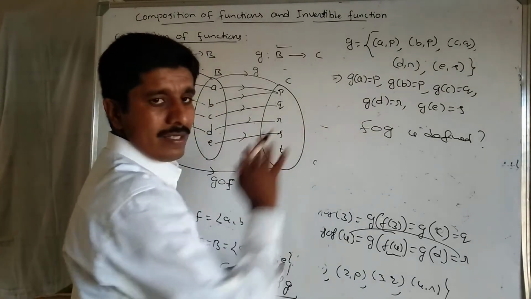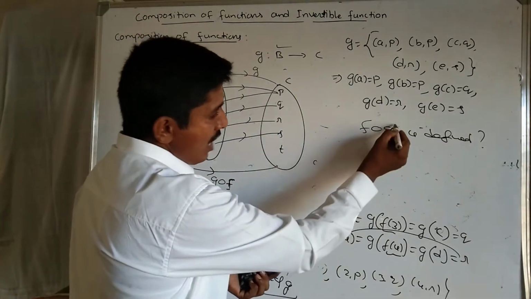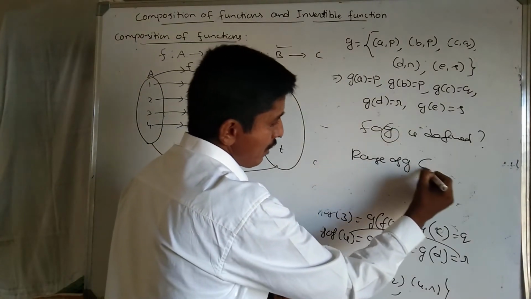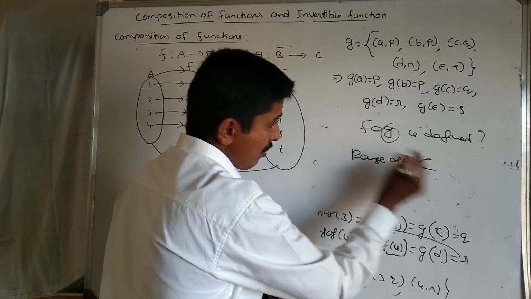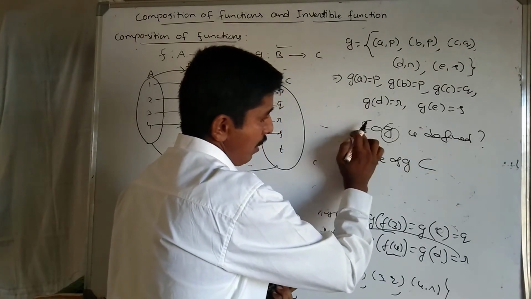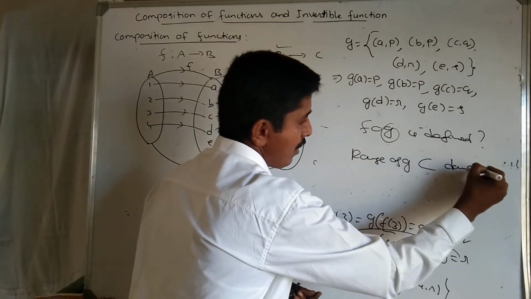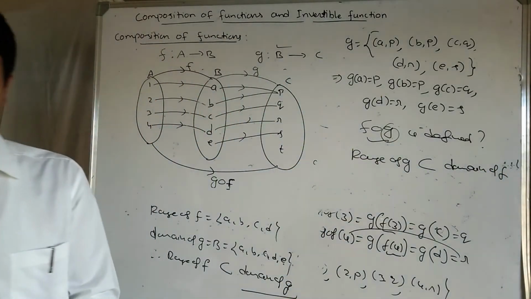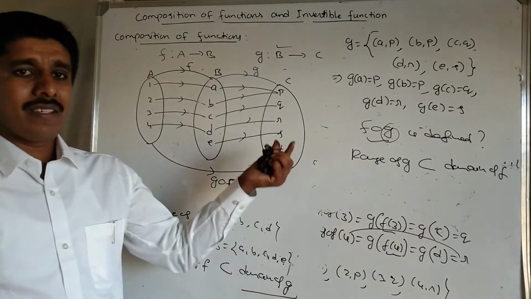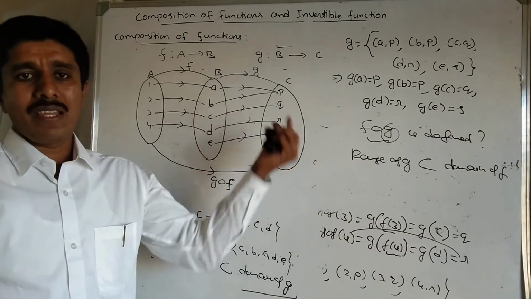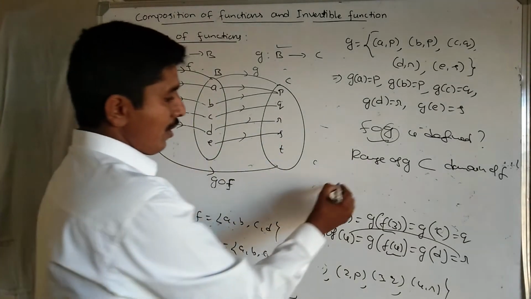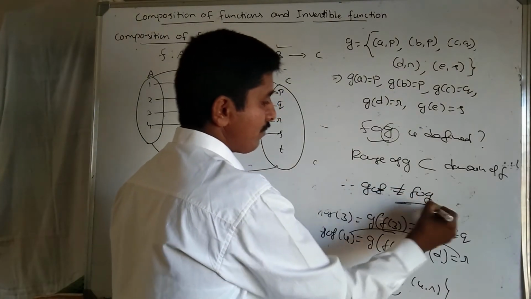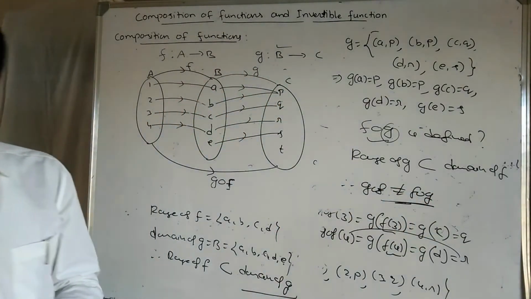When it is defined means the range of G is a subset of the domain of F. Then FoG is defined, otherwise not defined. Means if it is defined, we can find GoF. So clearly, one thing to mind, GoF need not be equal to FoG. Very important one.